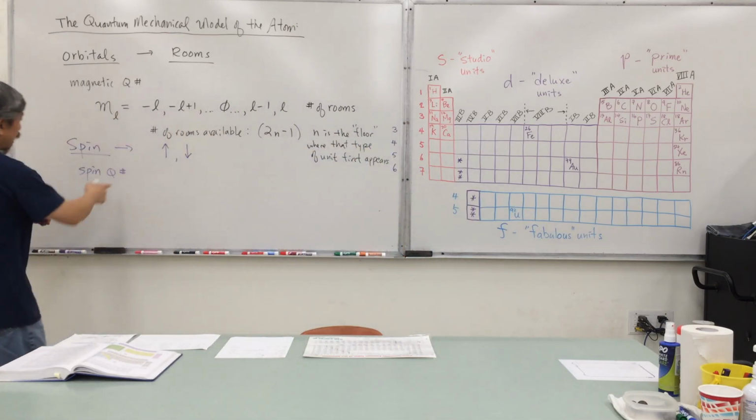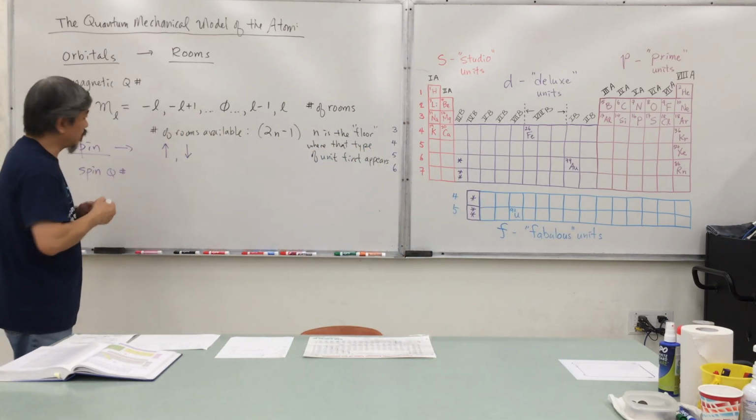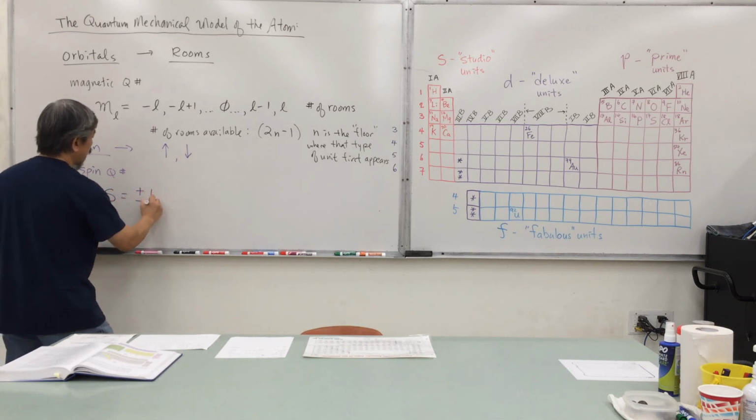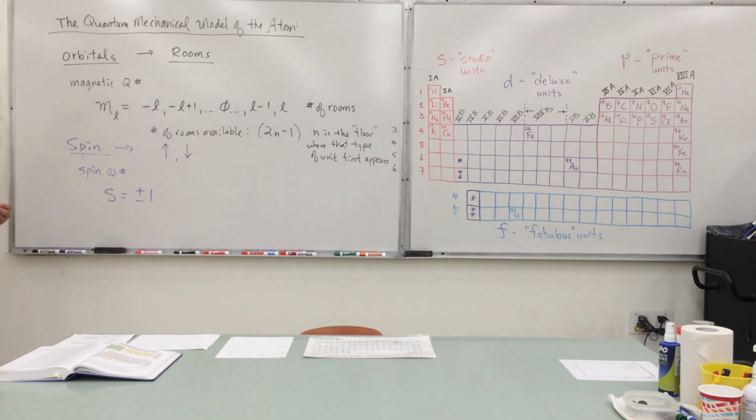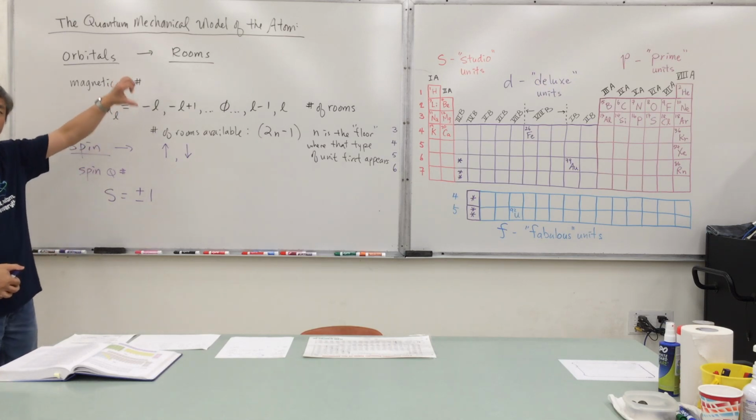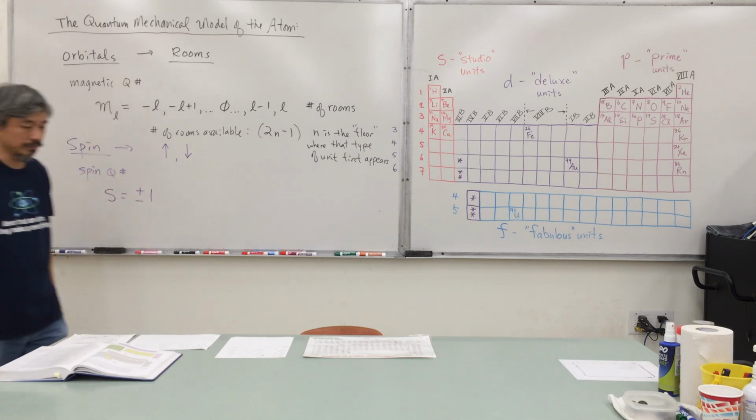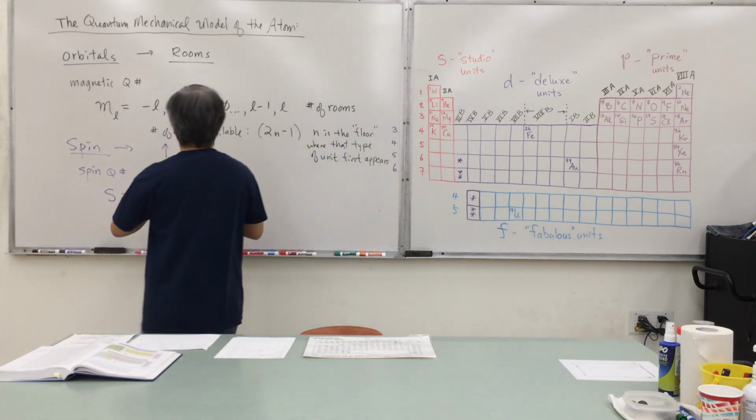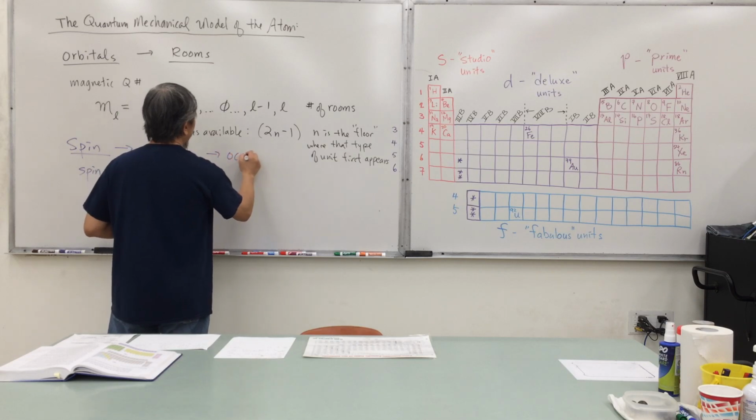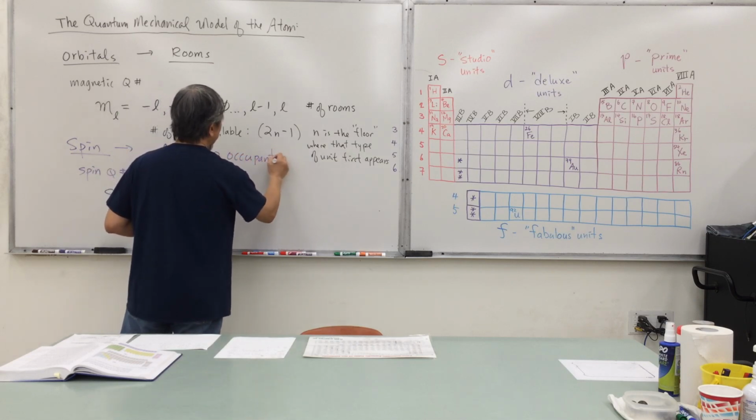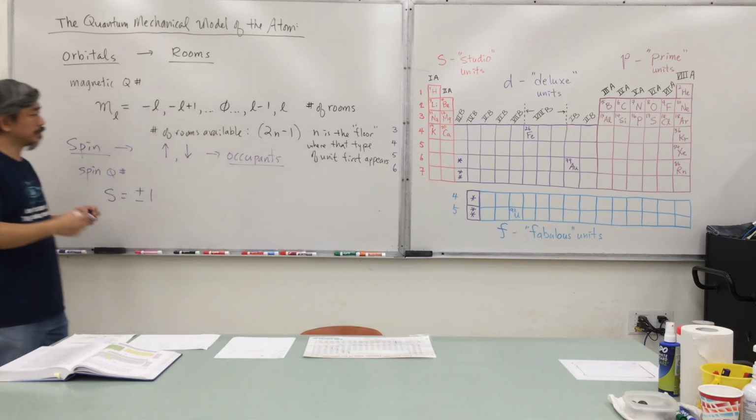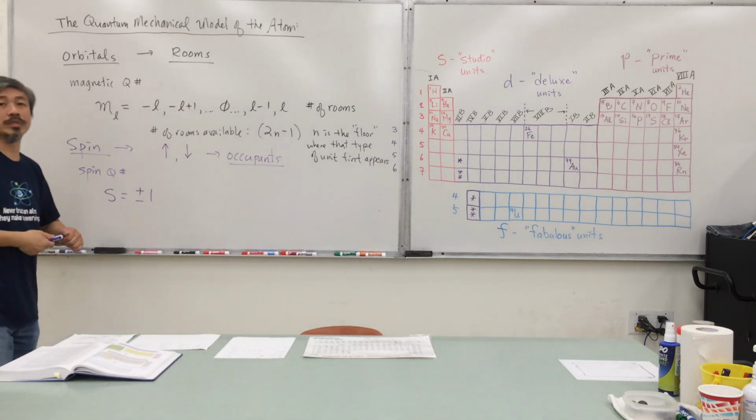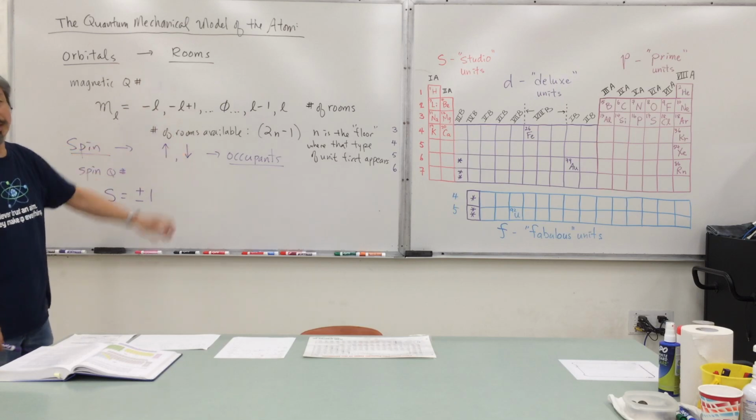All right, so basically in this case, the spin number is going to be given by a symbol S, and this is going to be either plus or minus 1. Only 2 possible values. Plus 1 is the up spin, minus 1 is the down spin, for example. So you can think of this now as kind of like the designation of the occupants. 2 possible types of occupants within a particular room, for example. One that's spinning up, the other spinning down.